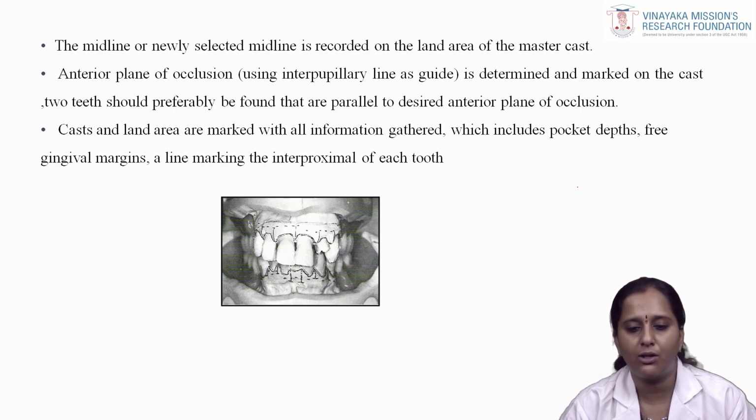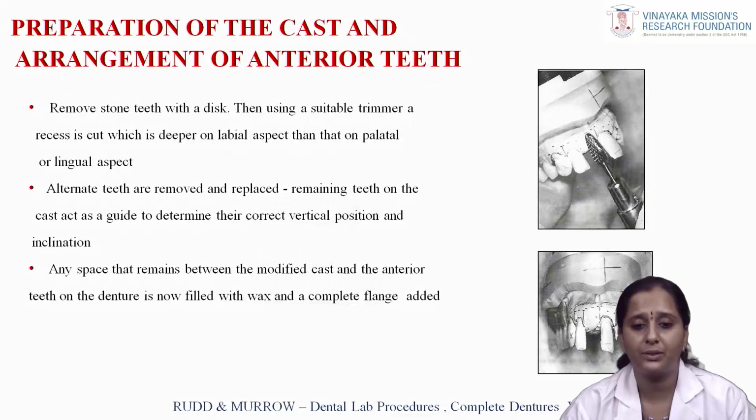Here, the anterior plane of occlusion, that is the interpupillary line which acts as a guiding line, is determined and marked on the cast, and the two teeth should preferably be found parallel to the desired anterior plane of occlusion. The cast and the land area are marked with all the information gathered, which includes the pocket depth, free gingival margin, and a line marking the interproximal of each tooth. Moving on to the preparation of the cast and the arrangement of the anterior teeth, whichever teeth we are going to replace, we remove those teeth with the disc.